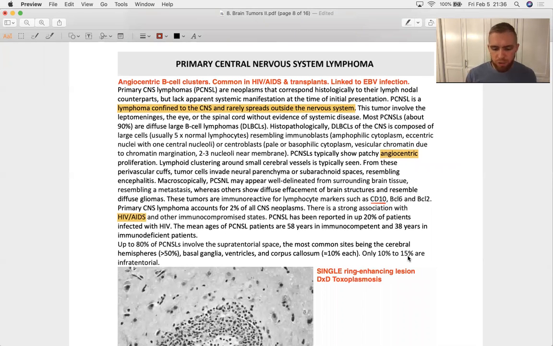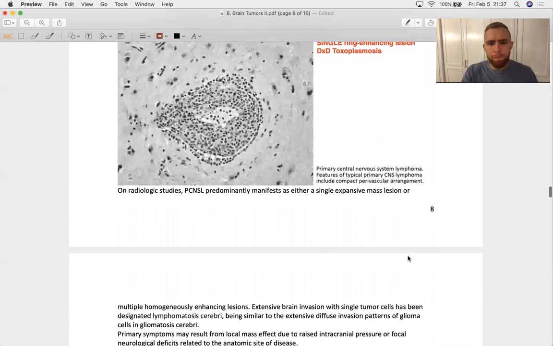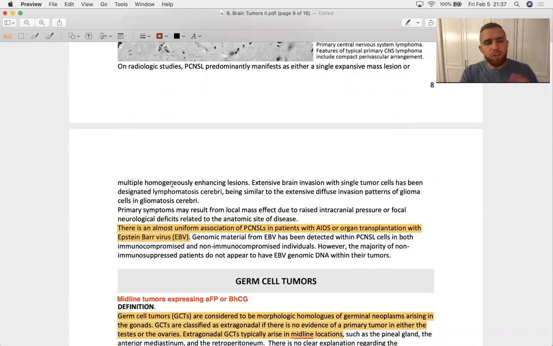So I want you to understand that the cell of origin in a lymphoma is the lymphocyte, the B cell or the T cell or maybe the pre-B or T cell. So you know all about lymphocytes already. So the lymphoma is just a lymphocyte cancer. It's a lymphocytoma. Now, see if you can put one and one together and make two here. The primary CNS lymphoma is almost uniformly associated with Epstein-Barr virus infection.